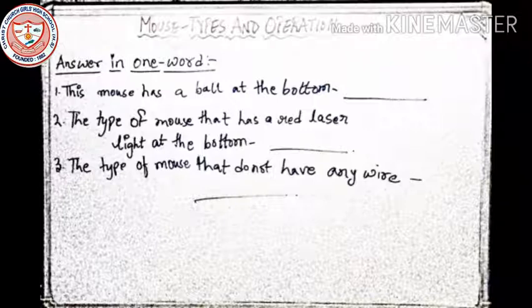The type of mouse that has a red laser light at the bottom. That is optical mouse. Then number 3, the type of mouse that does not have any wires connected to it. That is wireless mouse.